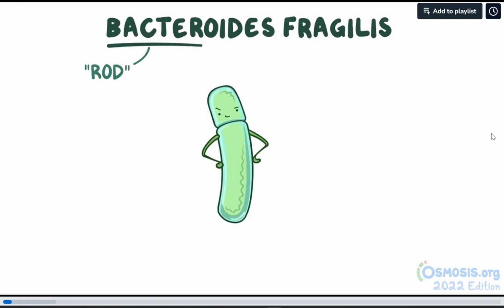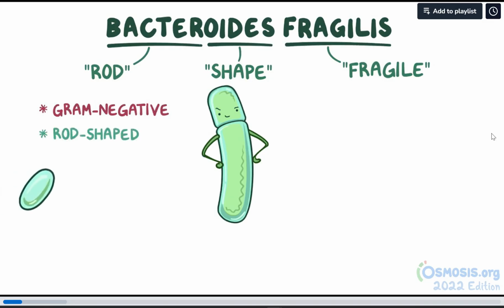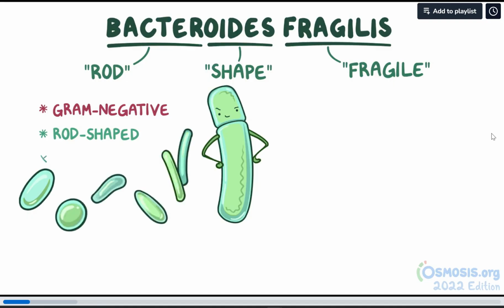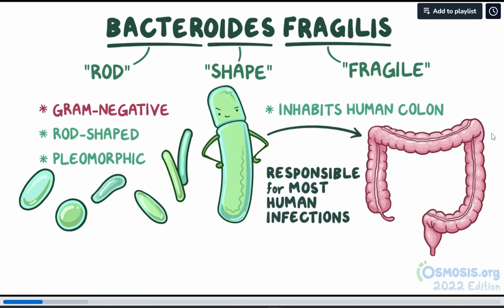Bacteroides means rod, oides means shape, and fragilis means fragile. So, Bacteroides fragilis is a gram-negative, rod-shaped bacterium. Although it's generally considered rod-shaped, it can range from a sphere to a rod shape, so it's considered a pleomorphic bacterium. Bacteroides fragilis inhabits the human colon, and from all the Bacteroides species, it's responsible for most human infections.